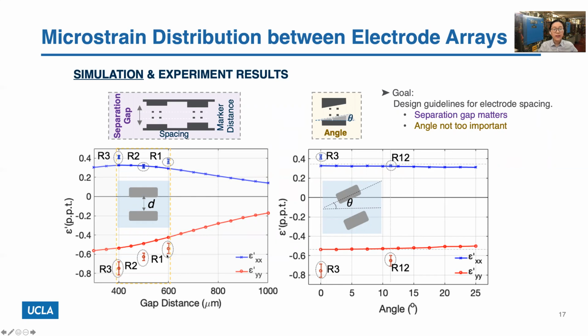So what we see here is that separation gap does matter. And the angle that we have explored here is not so important in the strain distribution. So those can serve as the design guidelines for the next step, electrode spacing design.